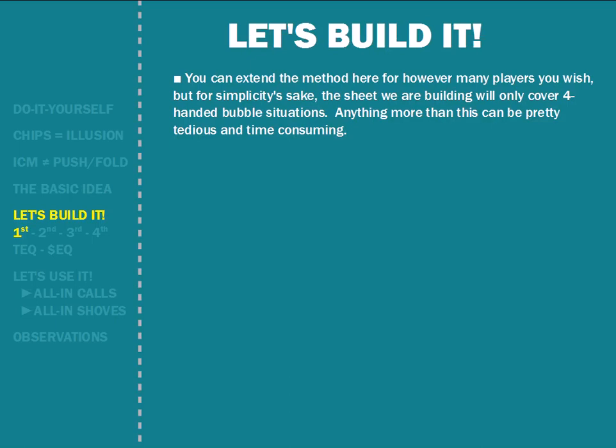Now, I want to note that the method that we're using here, you can do it for however many players you want. But for the sake of simplicity and brevity, the spreadsheet we're going to build is only going to cover 4 places, 4 players remaining in the sit and go. For one thing, that is a useful thing to be able to use, and the other thing is that doing any more than that gets to be really, really tedious and time consuming, which, I mean, you can do it, and I have done it.